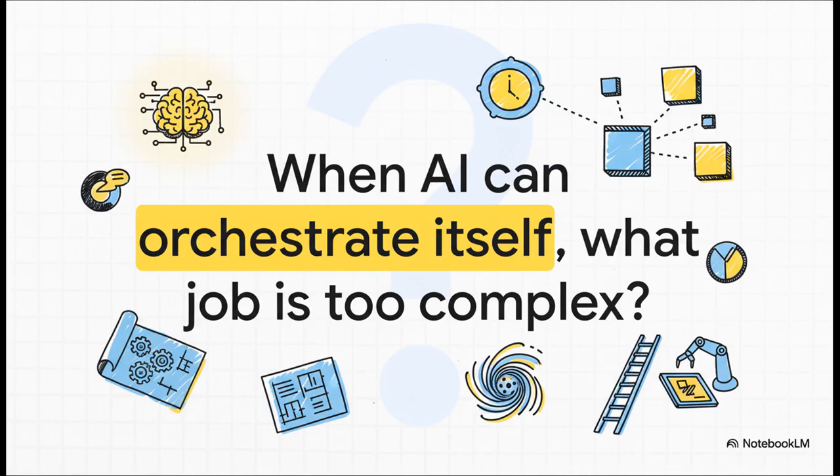This new way of thinking doesn't just make AI better at the tasks it can already do, it lets it take on problems we once thought were basically impossible for a machine to handle. And that leaves us with a final, really important question. When an AI can build and manage its own team of specialists to solve any problem, what problems are even left that it can't solve?